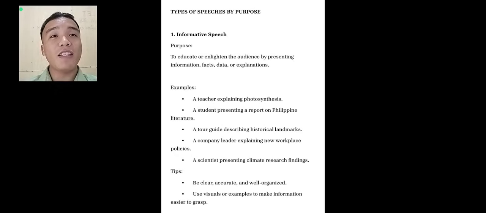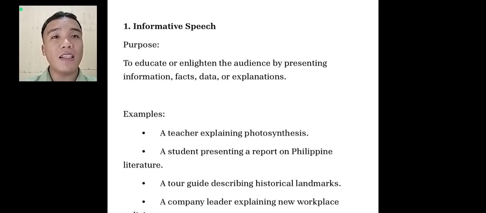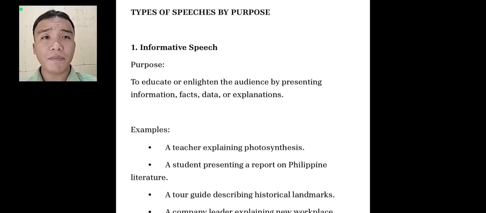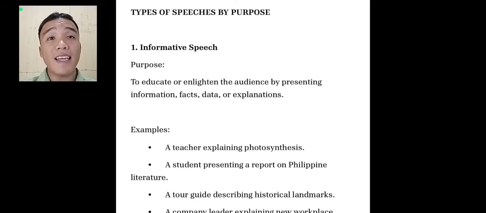Okay? So first and foremost, the first type of speech is speech by purpose. Under speech by purpose, number one, we have the informative speech. The informative speech is designed to educate or enlighten the audience by presenting information, facts, data, or explanation. So from the word itself, class, informative speech, this means that this speech is simply purposed to inform. Alright? In Bisaya, naa kay gipahibalo.